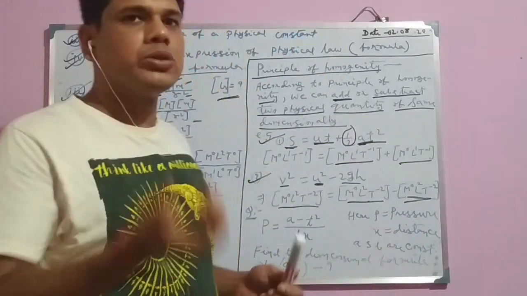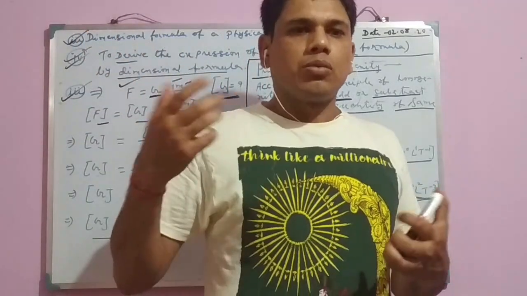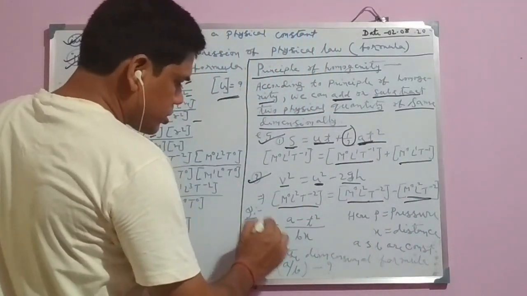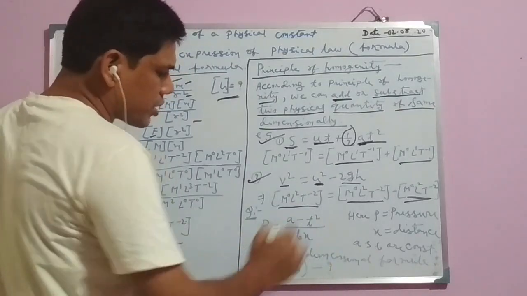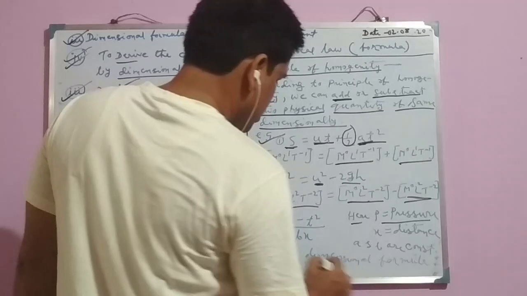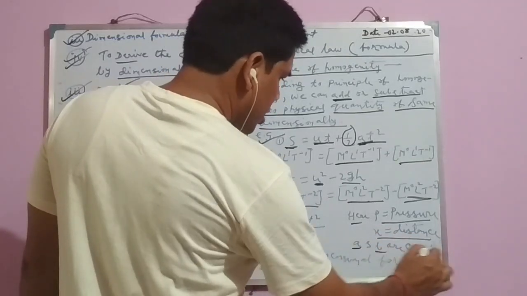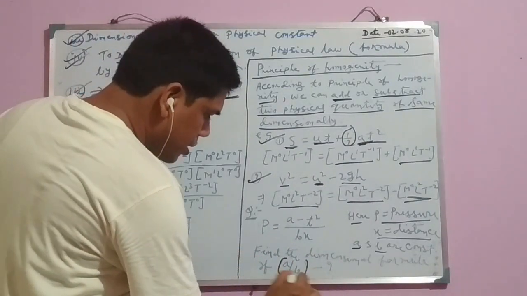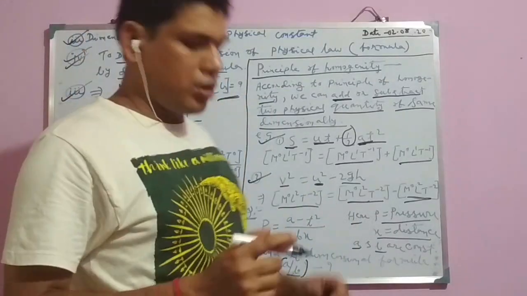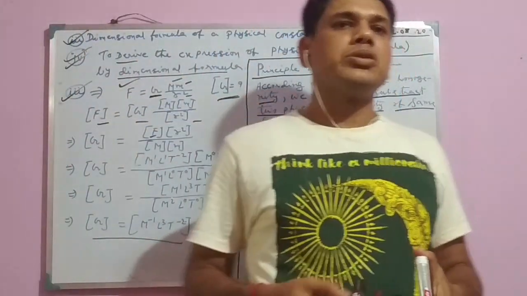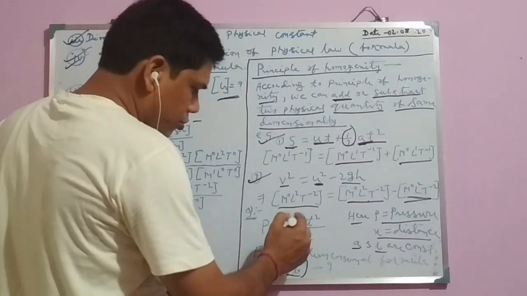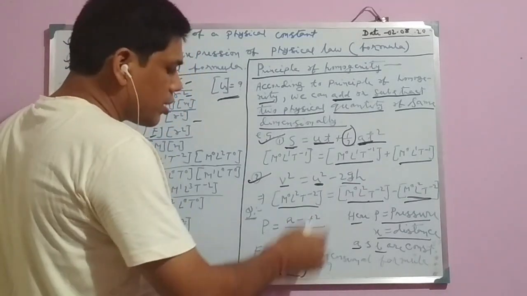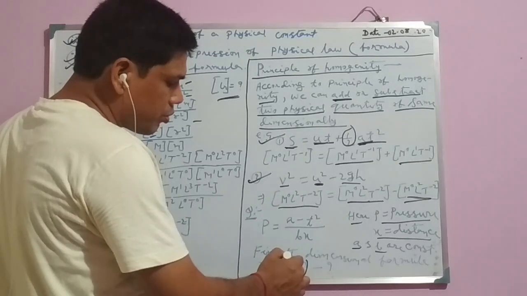By using the property of homogeneity we can also find the dimensional formula of a physical constant in a given equation. Now the next question is given: p equal to a minus t square by bx. Here p means pressure, x means distance, a and b are constants. Now we have to find the dimensional formula of a by b from this equation by using dimensional analysis. Here first we have to find the dimensional formula of a, next the dimensional formula of b, and after that we will find the dimensional formula of a by b.